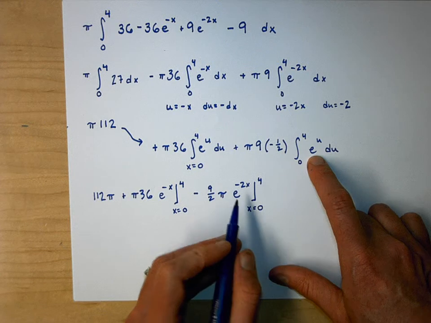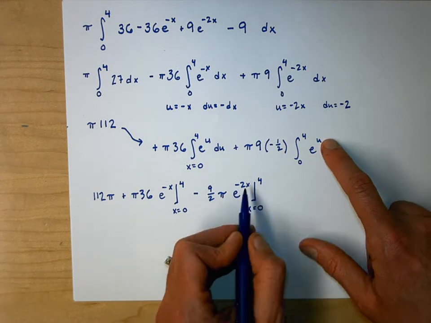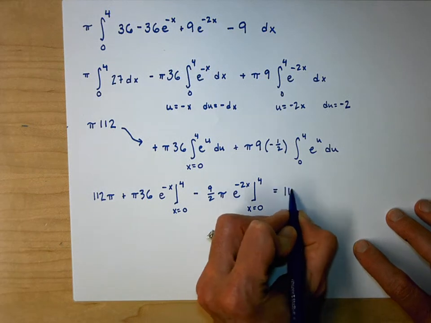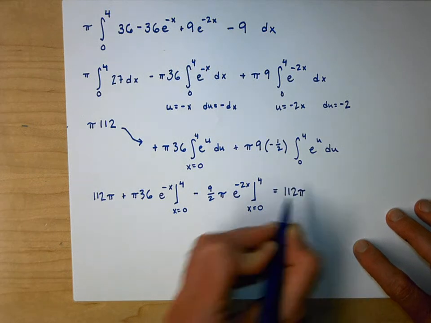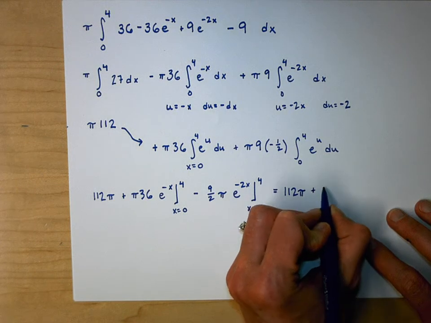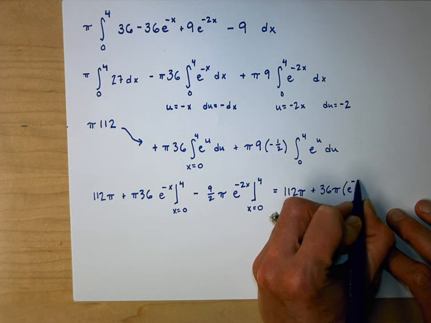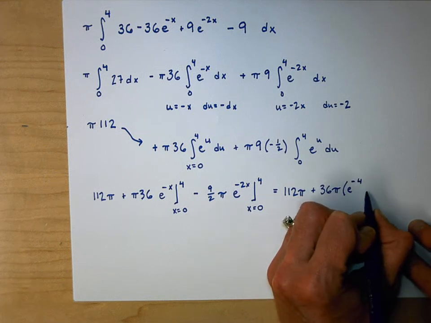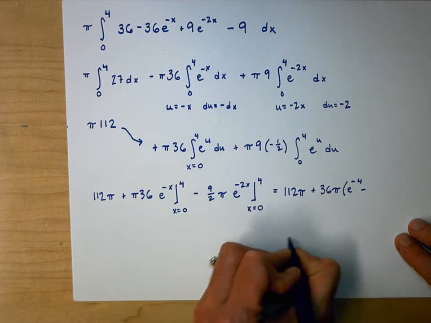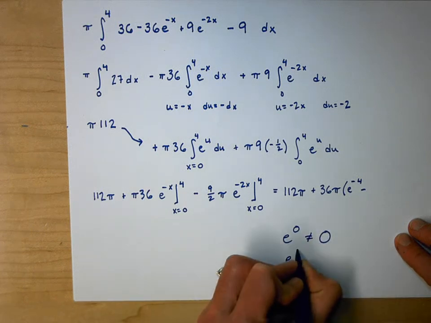I'm doing some of the work in my head. The integral of e to the u is just e to the u, and then I plug the u back in to evaluate. And this gives me 112 pi, and this becomes plus 36 pi times e to the negative 4th minus e to the 0. We have to include e to the 0 is not 0. E to the 0 is equal to 1.